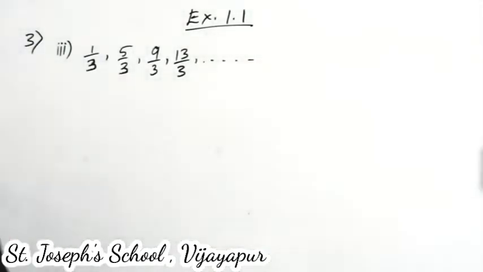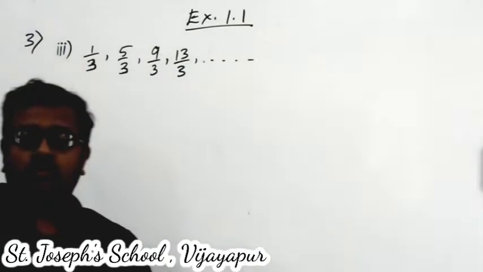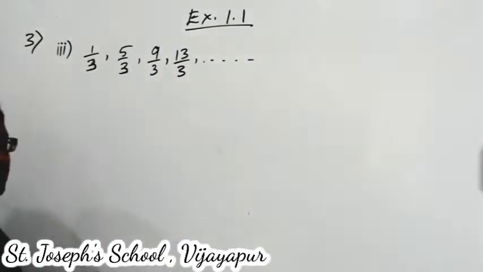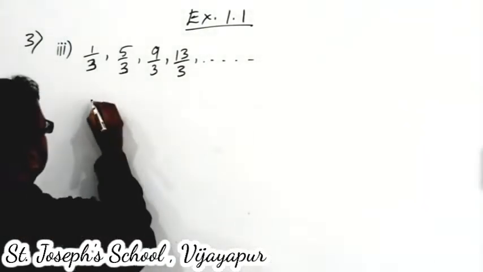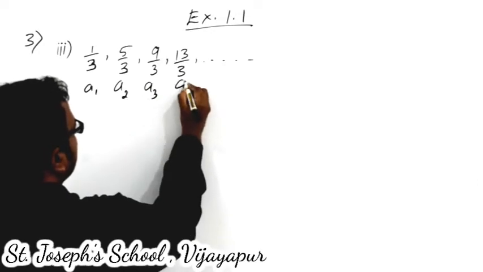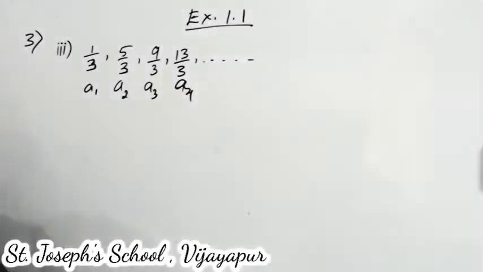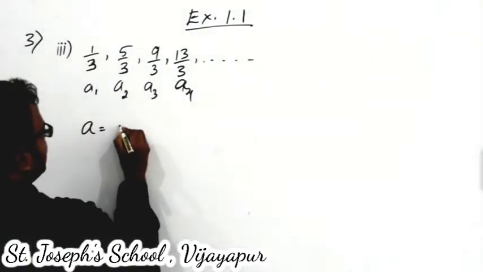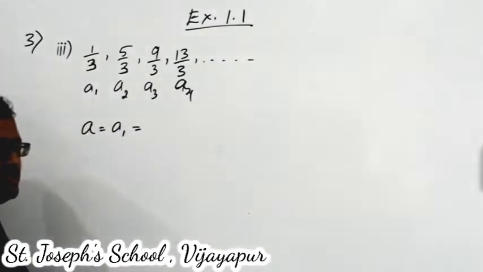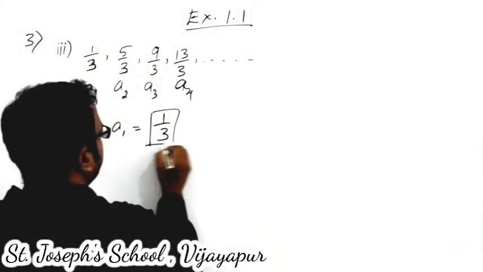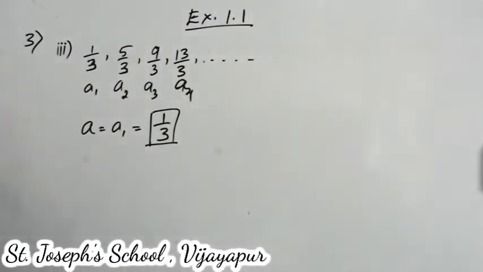Sub question number 3: 1 by 3, 5 by 3, 9 by 3 and 13 upon 3. Now this is a very simple problem, they have just added some fractions, that's all. This is A1, this is A2, this is A3, this is A4. We know A is nothing but A1, the first term, that is 1 by 3. So we got A. Next we have to find D.